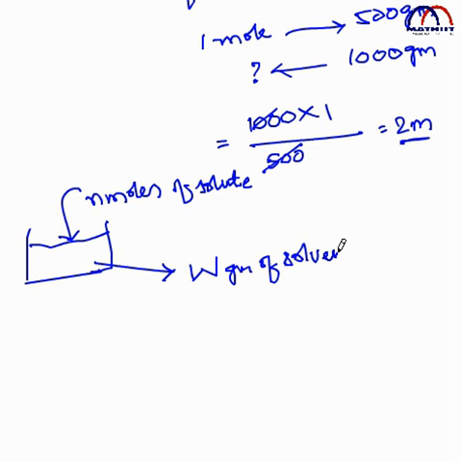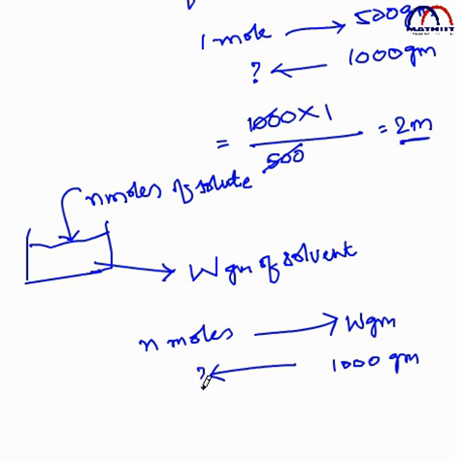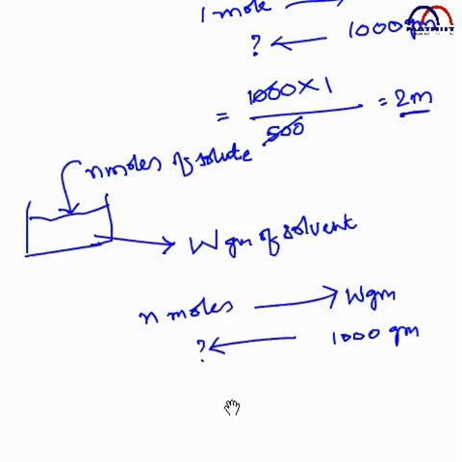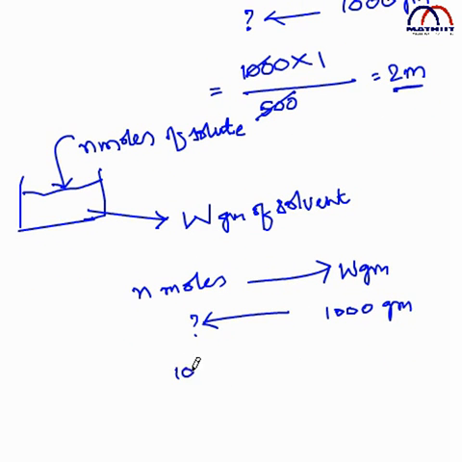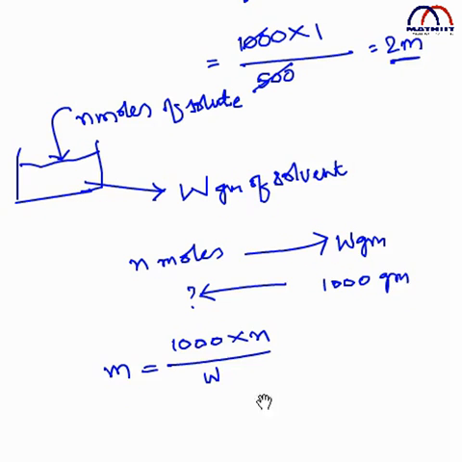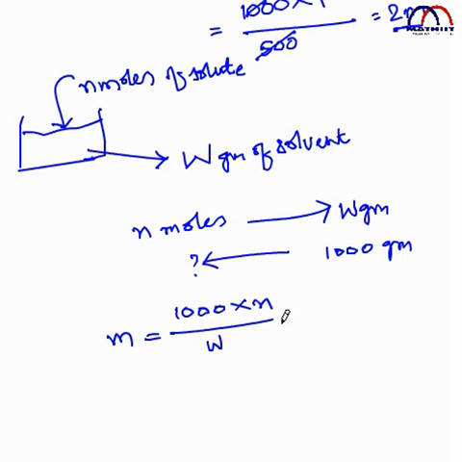Okay. Now N moles are present. N moles are present in how much weight? That is W grams of solvent. Then in 1000 grams of solvent, how many moles are present? That is what we are calling the molality, isn't it? Now, 1000 into N by W. This is giving you molality. So molality is nothing but the number of moles present in 1000 grams of the solvent.